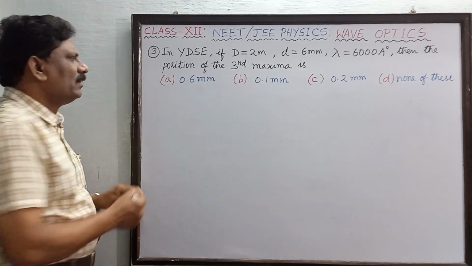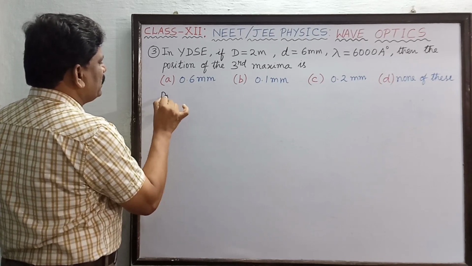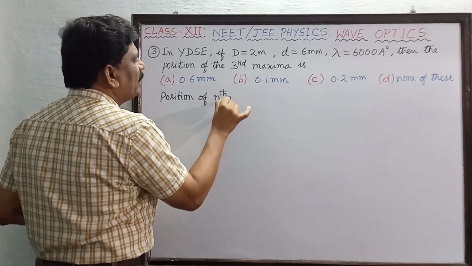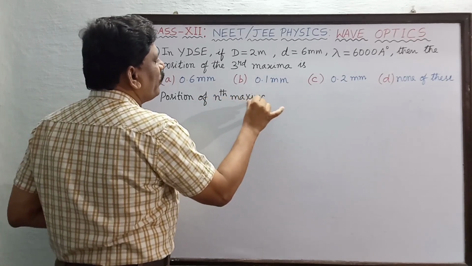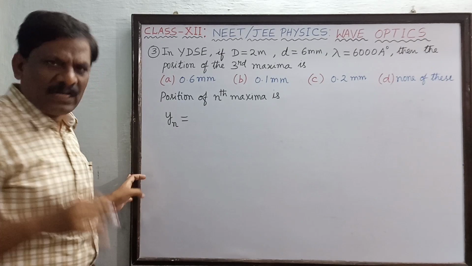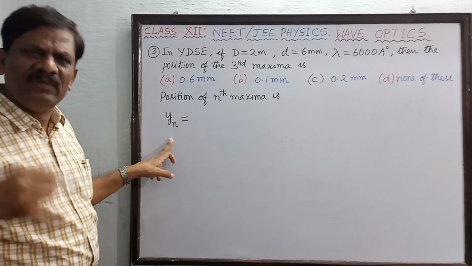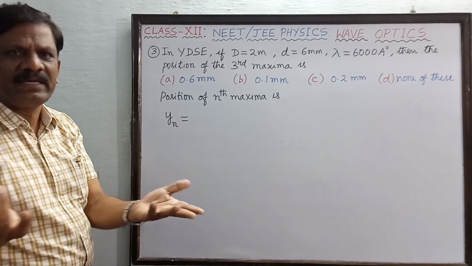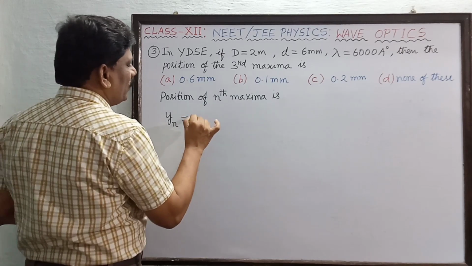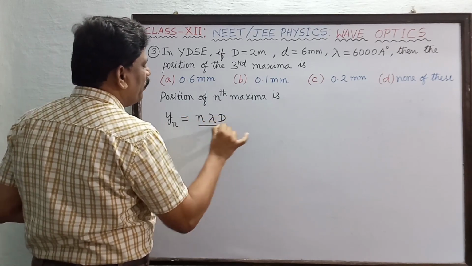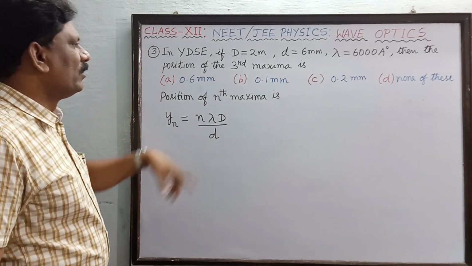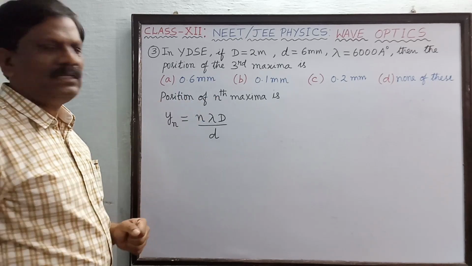On the screen, the position of the nth maxima is given by yn. We can also write xn, as we like, but since it is along the y-axis, I have taken yn, the distance of the nth maxima. So this is equal to n lambda D by d, where n is equal to, here, 3. I am taking n is equal to 3.